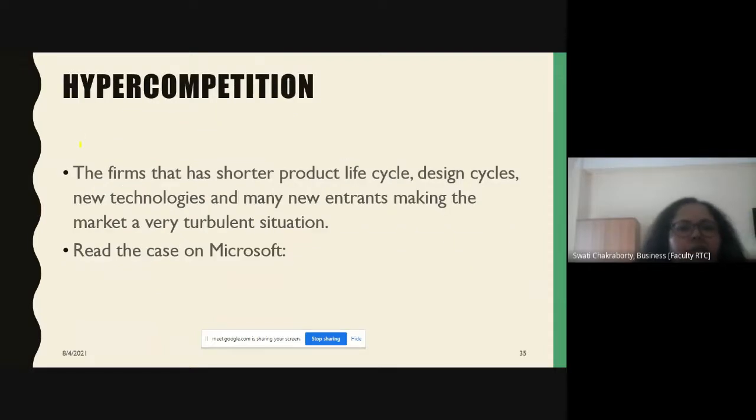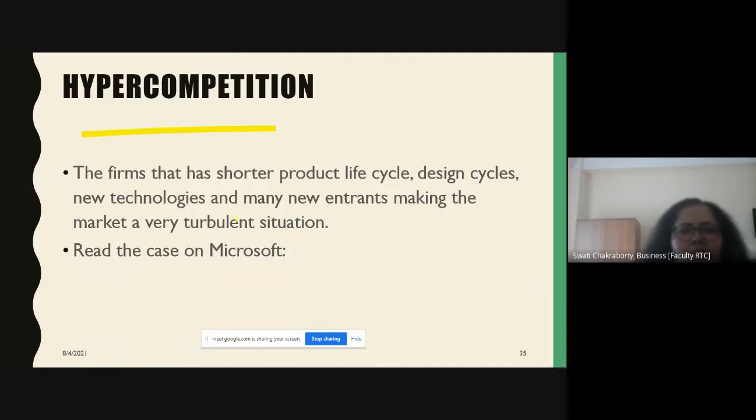Okay. What is hyper competition? This is where the firms have shorter product life cycles, shorter design cycles, new technology, and many new entrants, making the market a very turbulent situation. Turbulent means a disturbed situation. That's hyper competition, right? So product life cycles and design cycles are shorter, too many new technologies are coming on, and there are many entrants there. So it becomes very turbulent, disturbing.